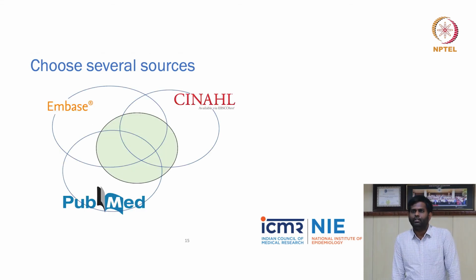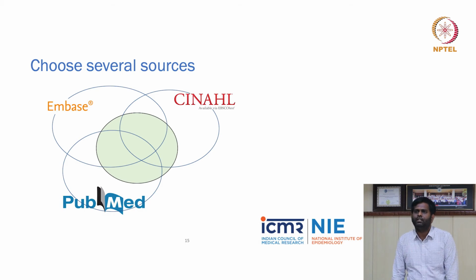So how do I decide? Let's say I have a topic to do a systematic review for identifying the effectiveness of nurse-led tobacco cessation interventions. If this is my topic, I am going to work on tobacco cessation, and the intervention has to be given by a nurse or a staff nurse or an ANM. If that is the case, then I need to look at multiple databases.